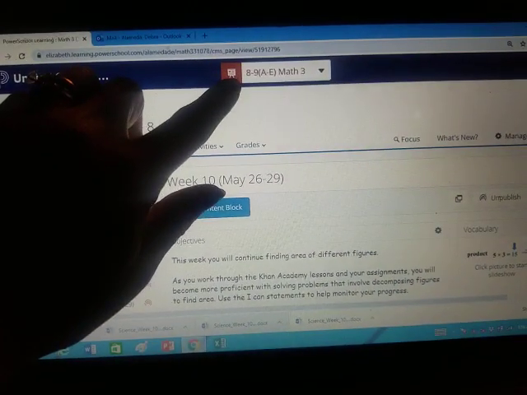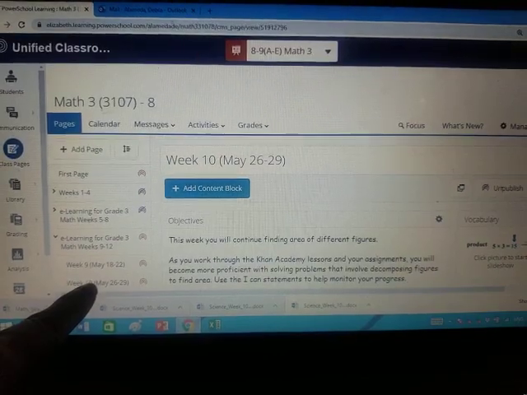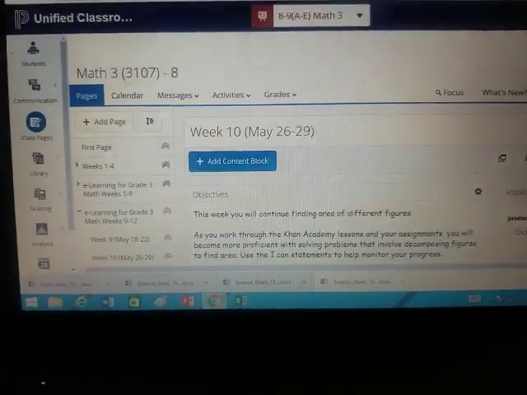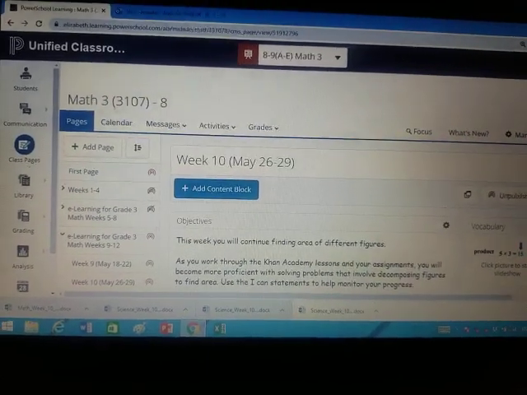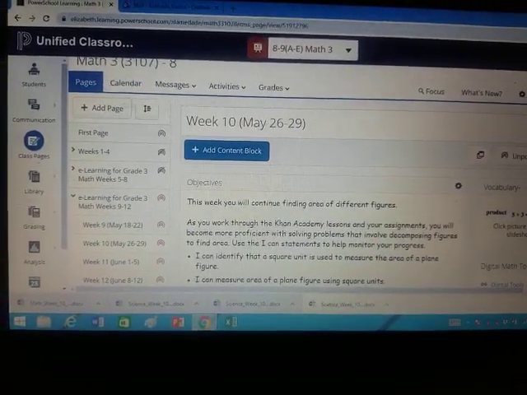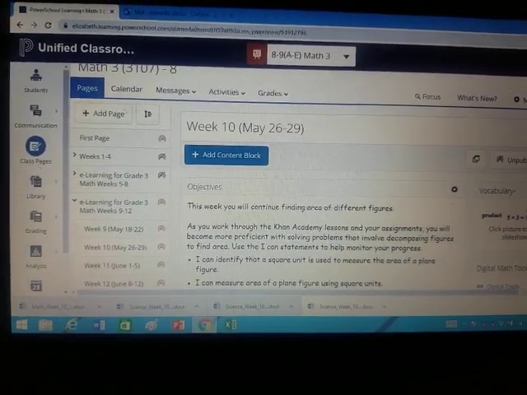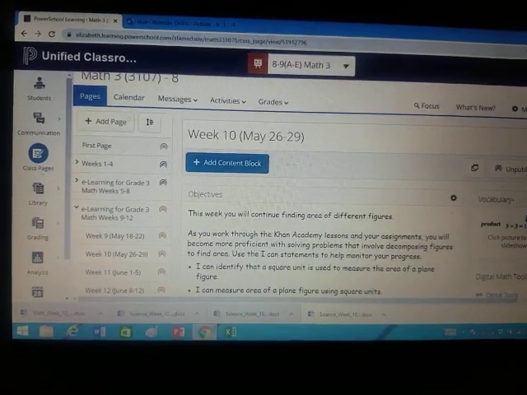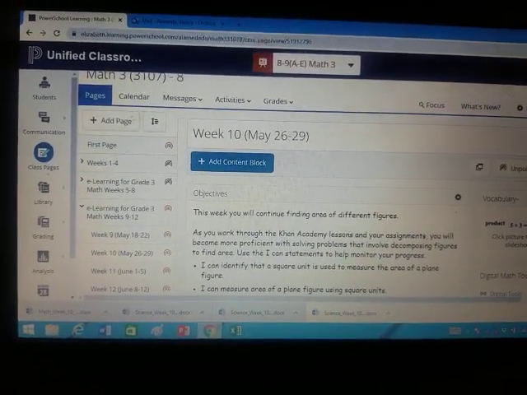Please make sure you're on Math, Class Pages, Week 10. We are still talking about area. Remember, area is counting all the boxes in the center to see how many there are. But if there are no boxes, you would do multiplication. You would do length times width. So if there's 7 going across and 9 going down, you would do 7 times 9 to find the area.